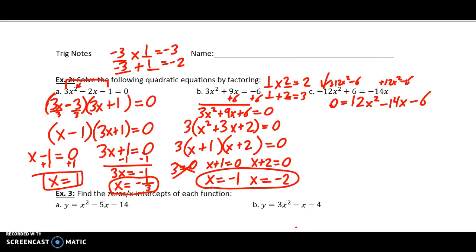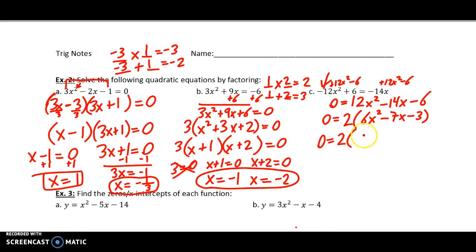Is there anything I can pull out of every term? Why, there sure is. I can pull out a 2. So I get 6x squared minus 7x minus 3. Again, that 2 out front is not really going to cause us a problem. You should keep it in there because it's the correct factorization, but you really don't have to.